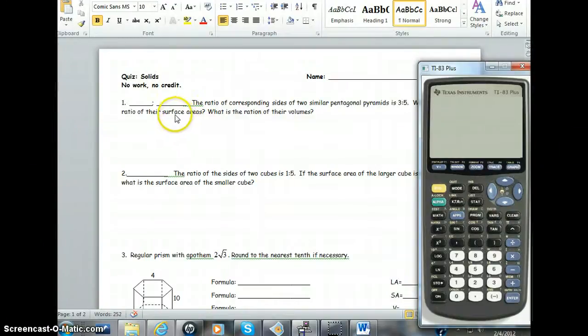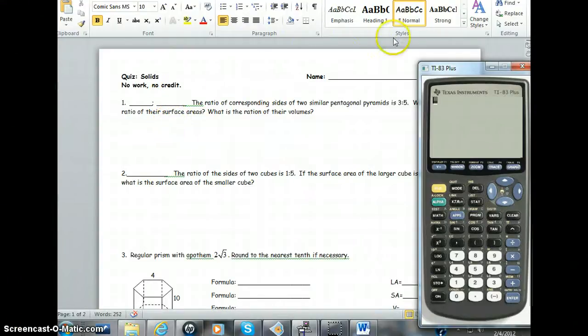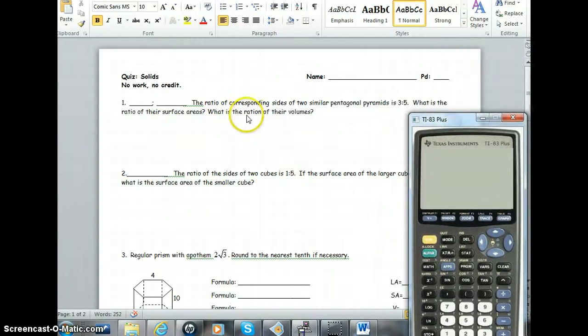Hello. These are review notes from the quiz we just took. First question is: the ratio of corresponding sides of two similar pentagonal pyramids is 3 to 5. What is the ratio of their surface area? That's what they're looking for. They want to know the ratio of surface area.